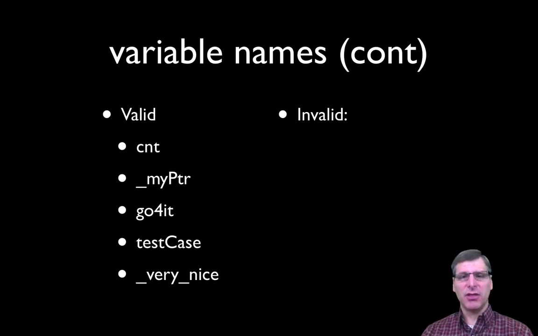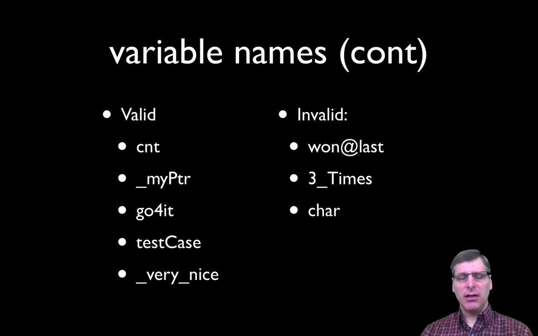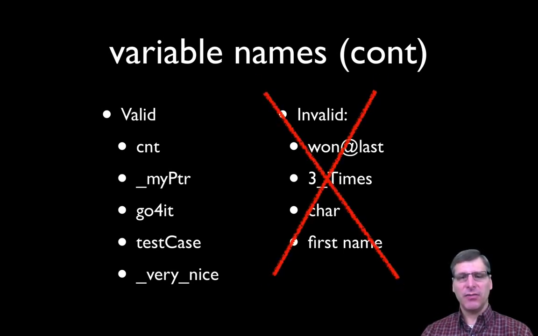Here's an example of some variables that would be invalid. So one at last is invalid because the @ symbol is not allowed in variable names in C. 3 underscore times is not allowed because we cannot start variable names with a digit in C. Char, C-H-A-R, is not allowed because that, as we'll see in a moment, is actually a reserved word. It's a type definition in the C language. First space name would be illegal because we cannot have a space in a variable name. So all of these are invalid.